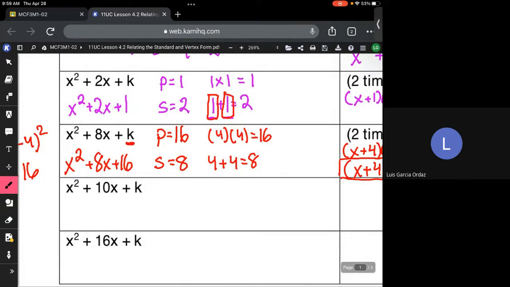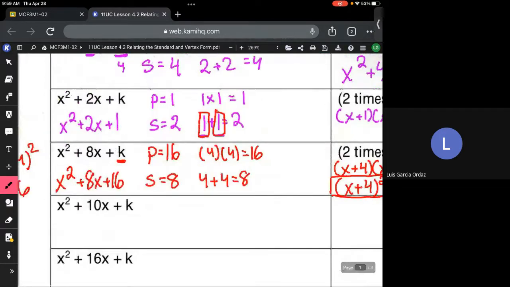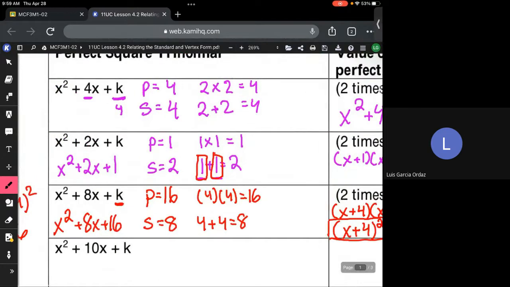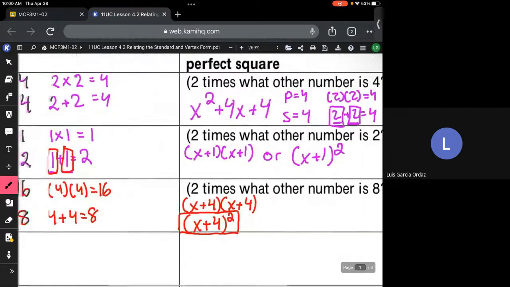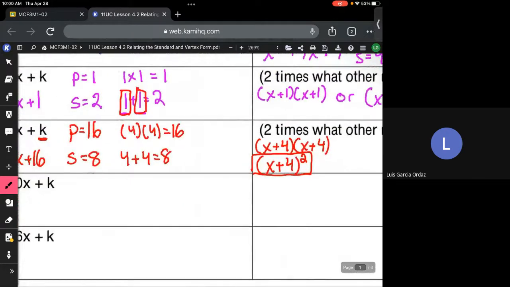4. What's inside of my brackets? 4. The square root of 1 is 1, and the square root of 4 is 2. And as you can see, the first one had 2's in the bracket, the second one had 1's, and my last one here had a 4.